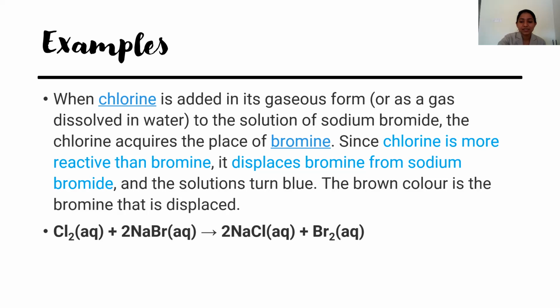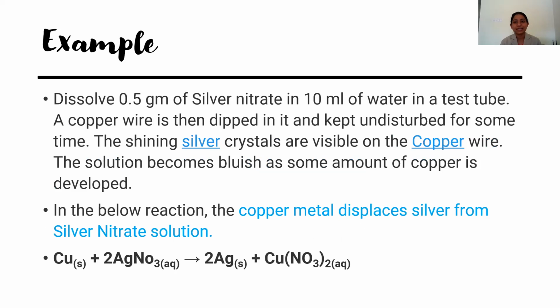Another example of a single displacement reaction: if we dissolve 0.5 gram of silver nitrate in 10 ml of water in a test tube, and a copper wire is then dipped in it and kept undisturbed for some time, shining silver crystals are visible on the copper wire and the solution becomes bluish as some amount of copper nitrate is formed. So in this reaction, the copper metal displaces silver from the silver nitrate solution.